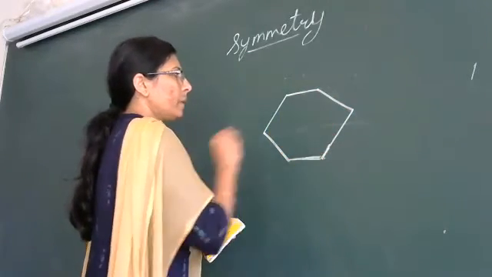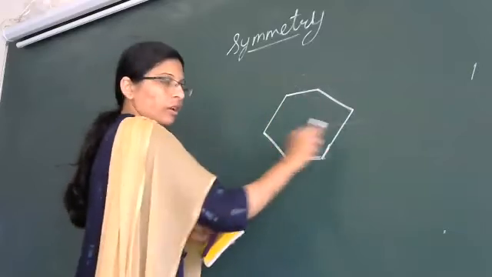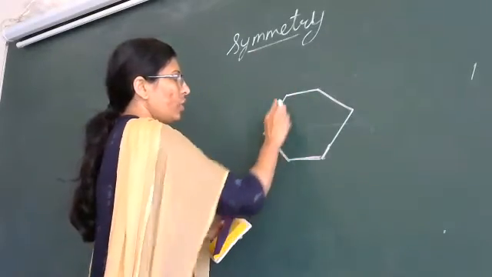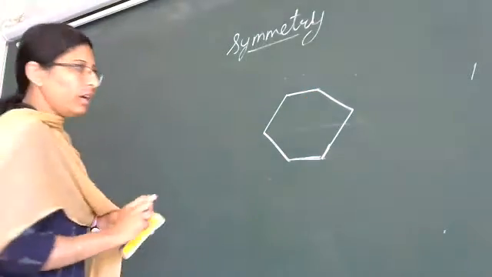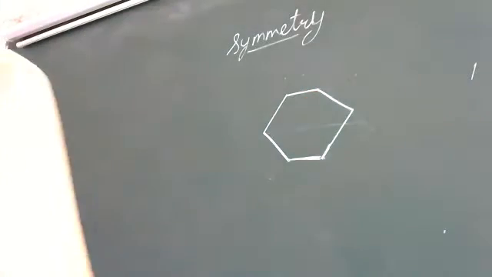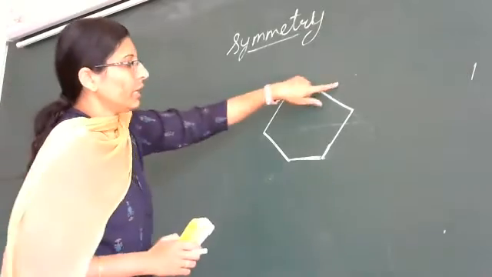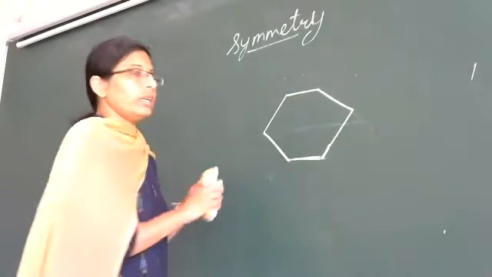This is which shape? 5 sides or 6 sides? It is not a pentagon. Which shape is it? See here: 1, 2, 3, 4, 5, 6. It is a hexagon.